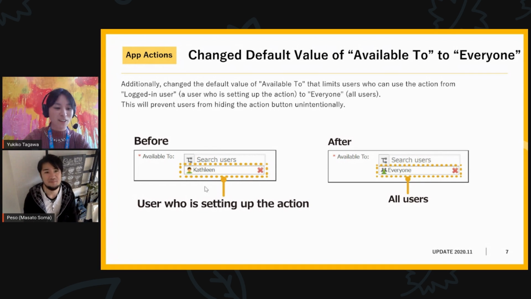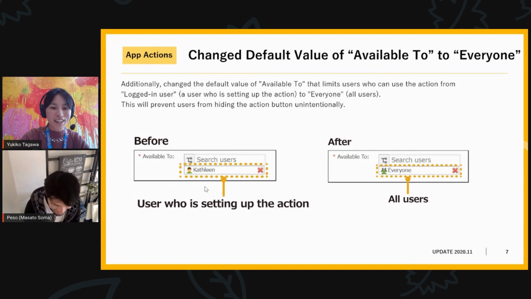Yeah, it's weird. I'm a sales consultant, and I was often told by customers that when they set up app actions, others cannot access the action buttons. Yes, so that's why we changed it. We just changed the initial value to everyone. Of course, you can still change that and set it to certain people or users, but we didn't know any good reason for setting the logged-in user as the initial value.